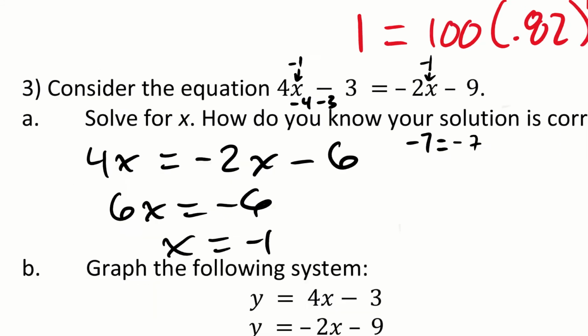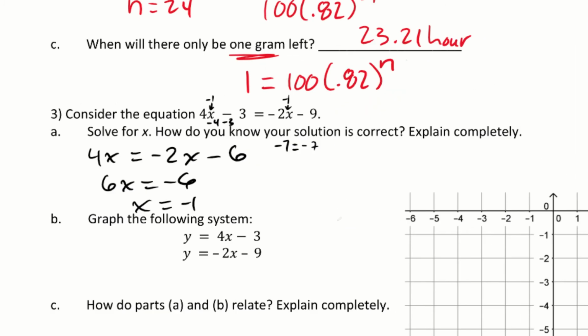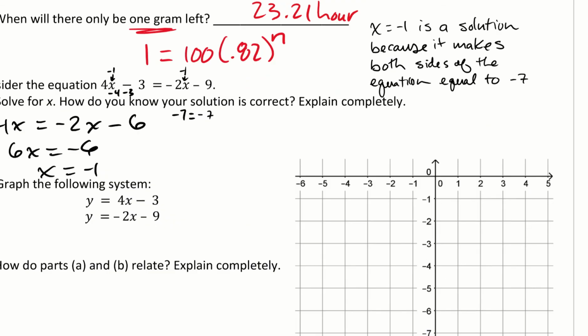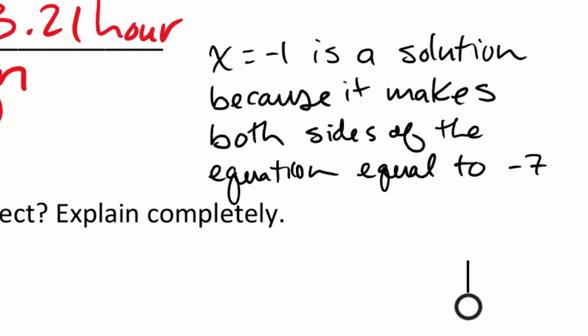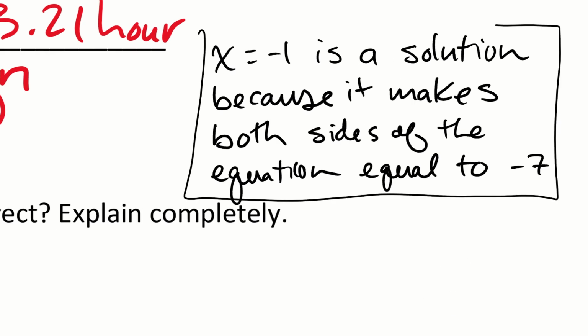So how do I know this solution is correct? Well, I would say because this value of x makes both the left and right-hand side equal to negative 7. Let me write that down. Obviously, this was a poorly designed test. The person who wrote it didn't leave enough room for us to write our answers down. Whoops, that was me, sorry.